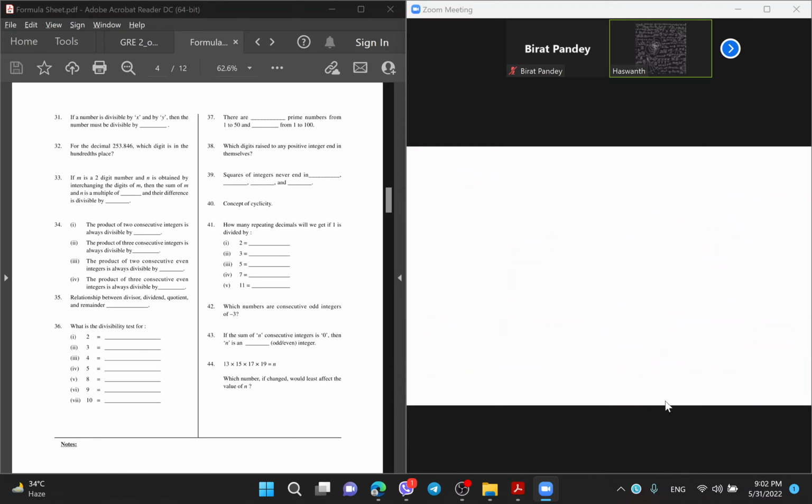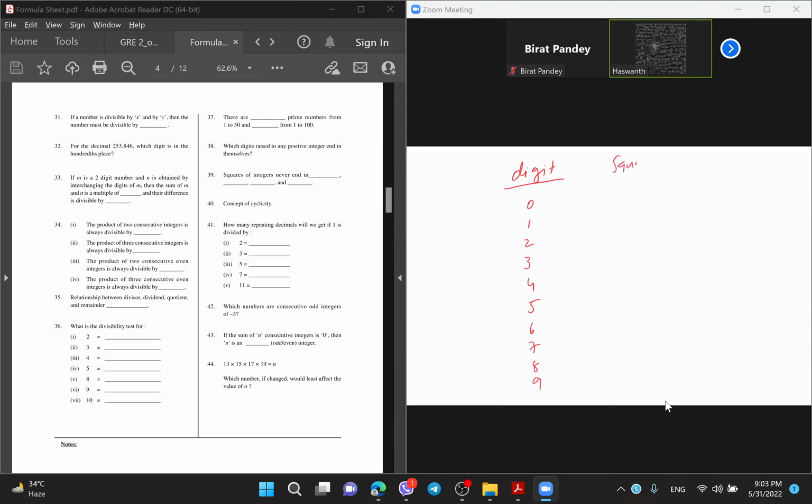Next one. Squares of integers never end in... That means if you're taking the square of a number, a perfect square number, what will not be the units digit of a perfect square number? Now consider any number, take any number, its units digit will be one of these from 0 to 9. Now if you take the square of a number, the units digit of the square will depend on what is the units digit of that particular number.